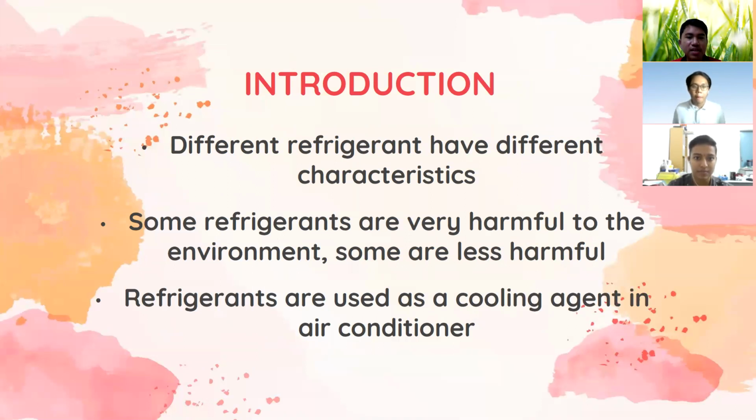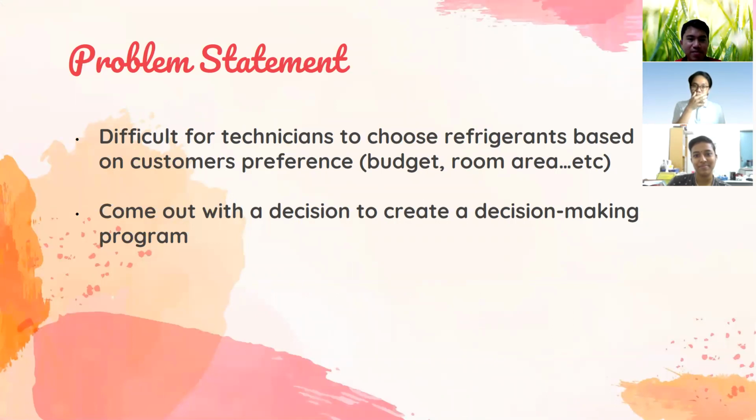Since introduction, different refrigerants have different characteristics, such as HFC has the highest pressure compared to HCFC and HC, and HC have lowest boiling point compared to HFC and HCFC. Some refrigerants are very harmful to the environment, some are less harmful. As example, the most less harmful is HC compared to the others. Refrigerants are used as a cooling agent in air conditioner, which is the condenser will reject the heat to the surrounding area. And for our problem statement, it's difficult for technician to choose refrigerant based on customer's preference, which is budget, room area, and etc.